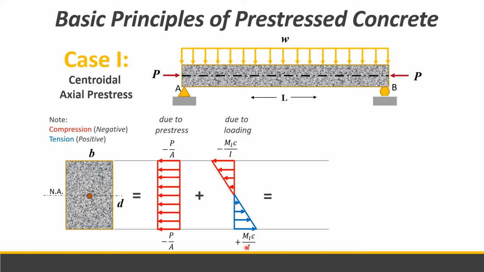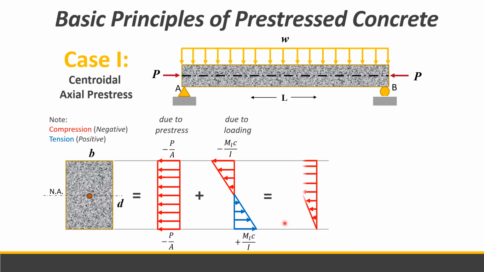And the tension, of course, is equal in magnitude: moment due to loading times C over I. C is the distance from the neutral axis to the outermost fiber, so that is D over 2. So these are the stresses present: axial stress, P over A, due to pre-stress, and bending stress, MC over I, where I is the moment of inertia with respect to the neutral axis. This is due to loading.